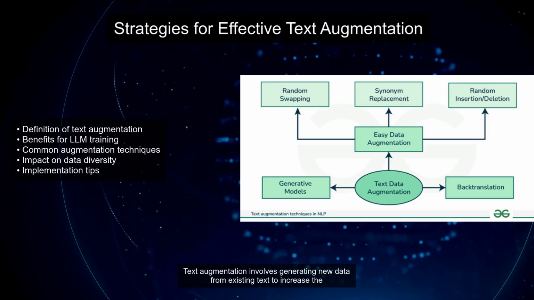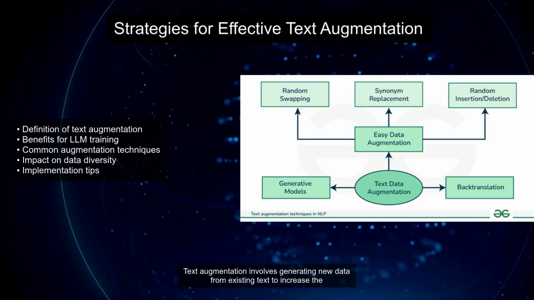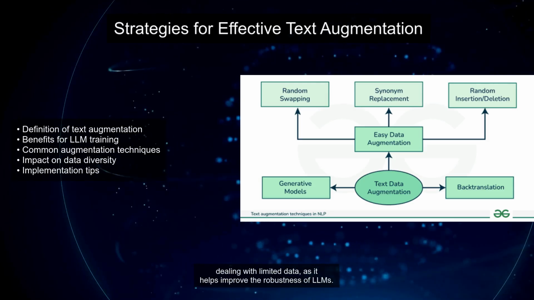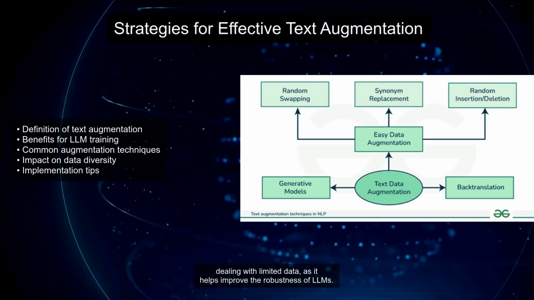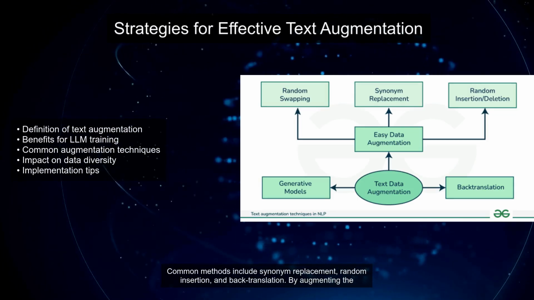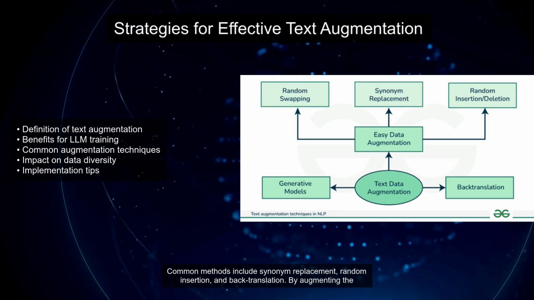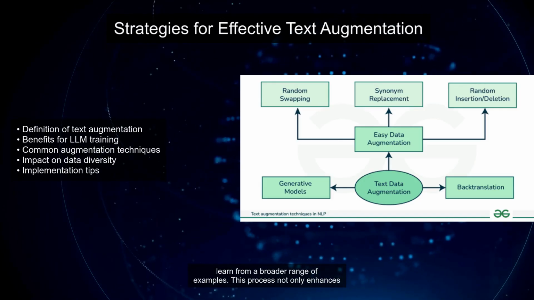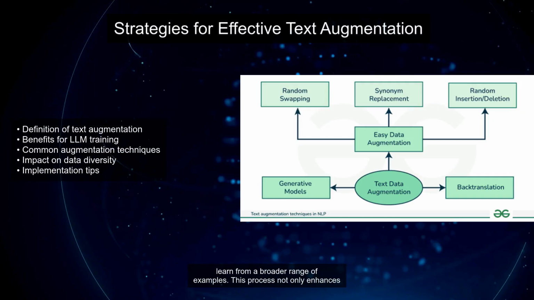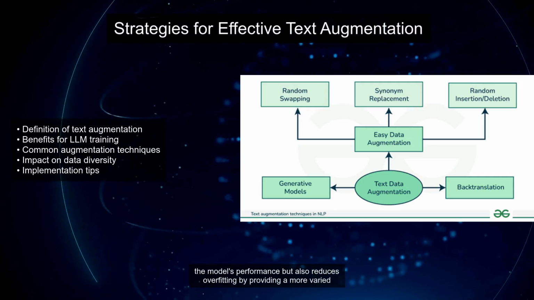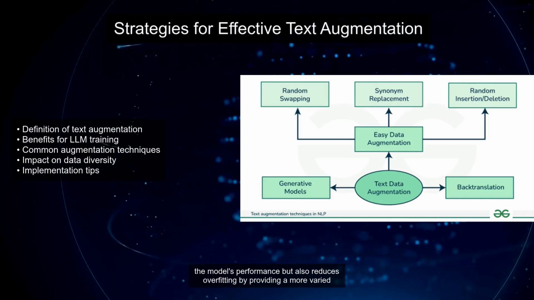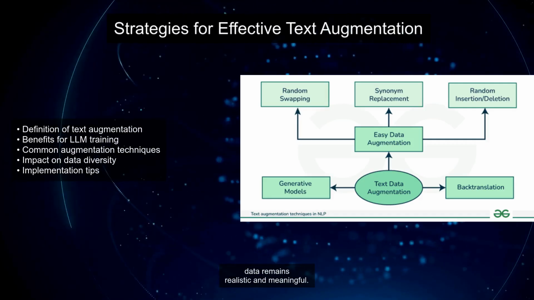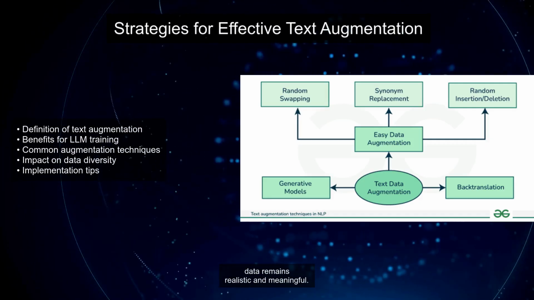Text augmentation involves generating new data from existing text to increase the diversity and size of the dataset. This technique is particularly valuable when dealing with limited data, as it helps improve the robustness of LLMs. Common methods include synonym replacement, random insertion, and backtranslation. By augmenting the text, we can simulate various scenarios and contexts, enabling the model to learn from a broader range of examples. This process not only enhances the model's performance but also reduces overfitting by providing a more varied dataset. Implementing text augmentation requires careful planning to ensure that the generated data remains realistic and meaningful.